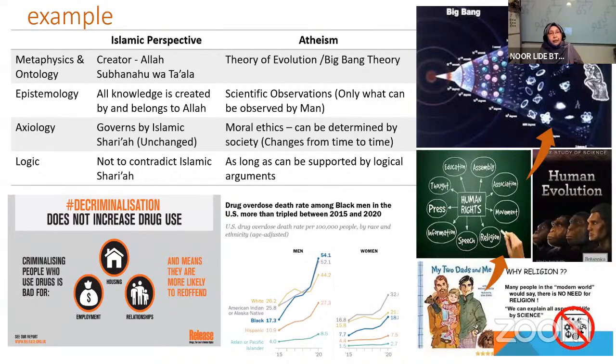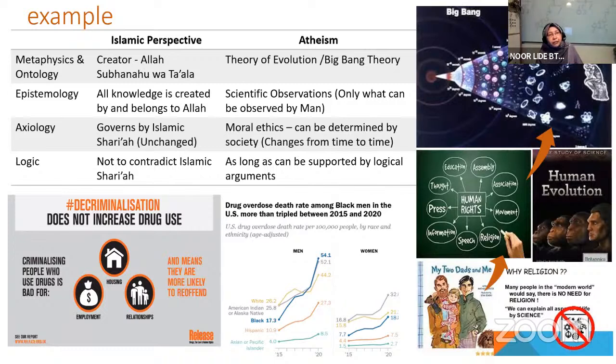Okay, so from the Islamic perspective, in terms of metaphysics and ontology, we believe in Malaika, we believe in Allah subhanahu wa ta'ala, even though we don't see any of these things, and we believe that Allah is the creator of everything. But from the atheist perspective, it started with the Big Bang, and then the theory of evolution, and so on and so forth.